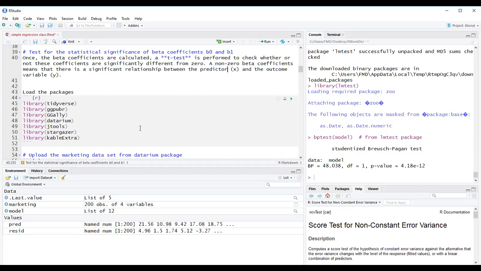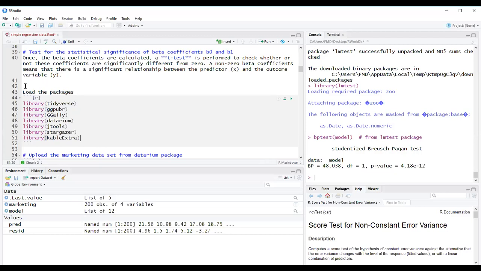So may I request you to please load these packages if you're following along. I think the new package here that I'm putting in is ggpubr. I'm not sure if we have already installed GGally, Datarium and kableExtra. We're going to make use of them later on.